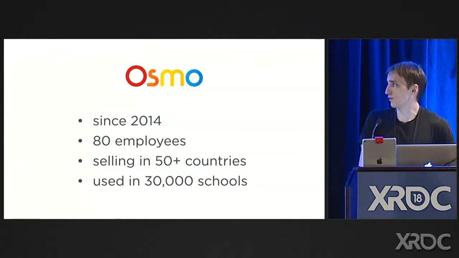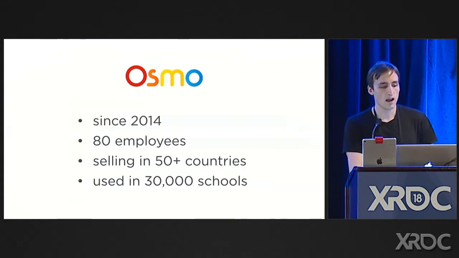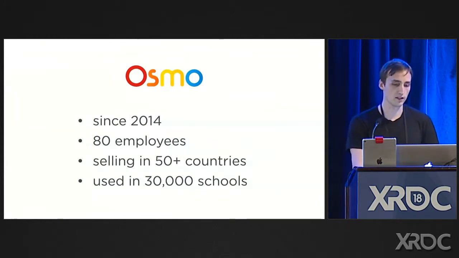Osmo has been around for about 4 years. We've grown to about 80 employees. We've been selling in more than 50 countries, and we're being used in more than 30,000 schools. So I think we've been fairly successful.